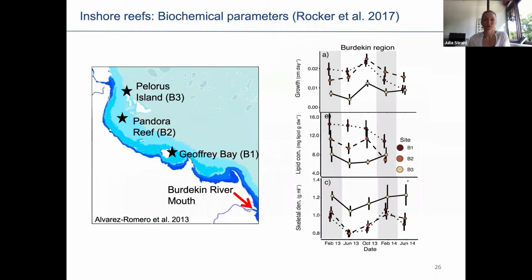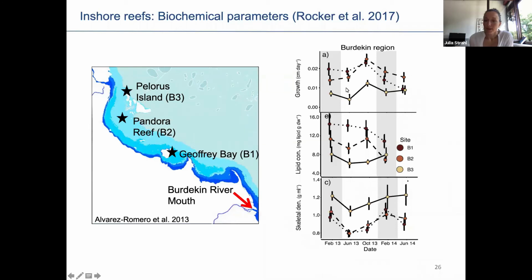I worked with her together at the different reef sites. And so here in these graphs, you can see the performance of corals at Jeffrey Bay, the most turbid reef site, Pandora Reef as a middle turbid reef site, and Pelorus Island as a low turbid reef site, here represented in the different shades of brown.